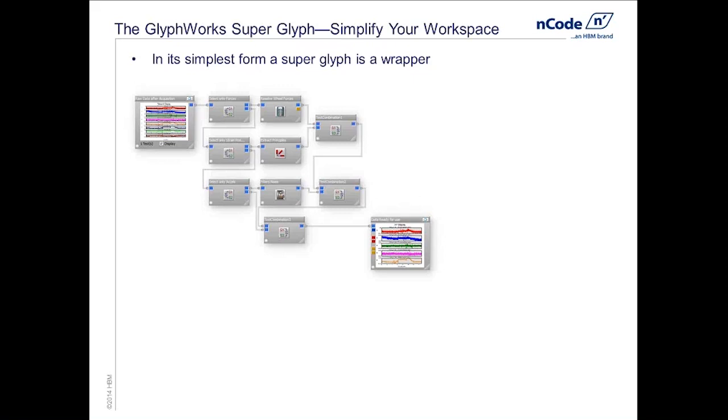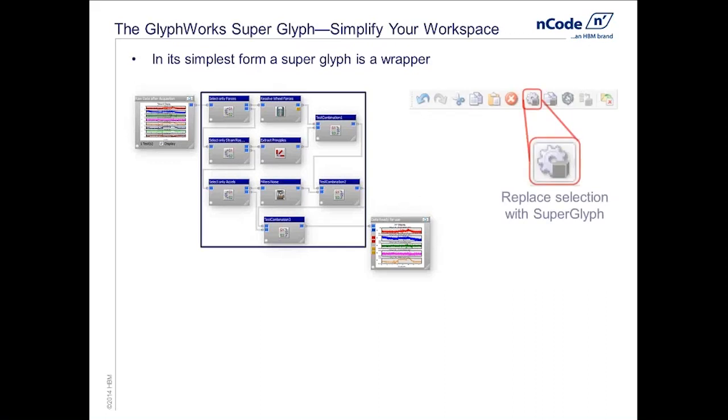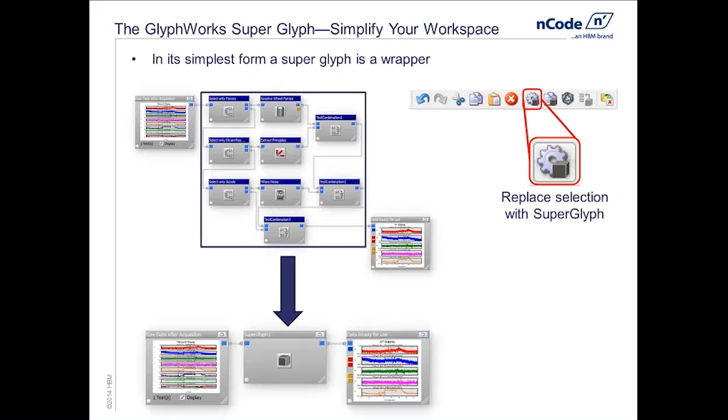So to consolidate these glyphs in a SuperGlyph, you simply highlight them like so. And then you take a look up at the toolbar and click the gear and black box icon that, if you hover your mouse over it for a second, will say replace selection with SuperGlyph. Doing so wraps all of the highlighted glyphs into a SuperGlyph like so. So your workspace goes from what we started with, about 11 glyphs, down to 3 glyphs, and it produces the exact same results.